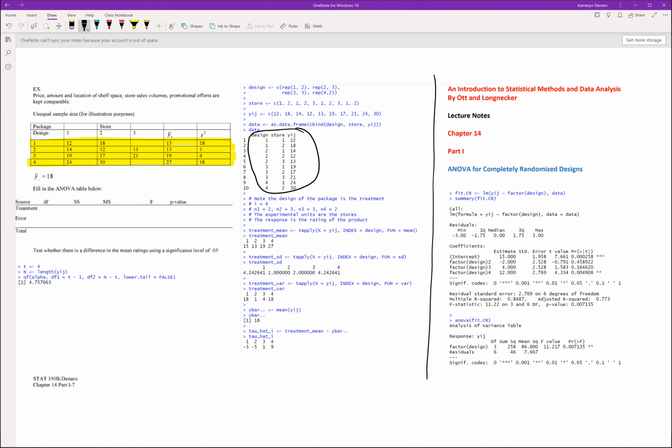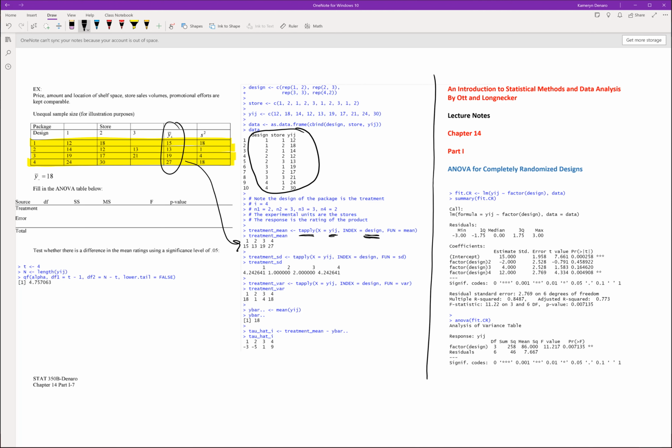And in R, you can use the tapply function, where you tell the computer what your response is. That's our Y_ij. And then the index is what you want the means of. So if I want the mean for each of those designs, my index is design. So here, these Y bar i dots are found in the code here.